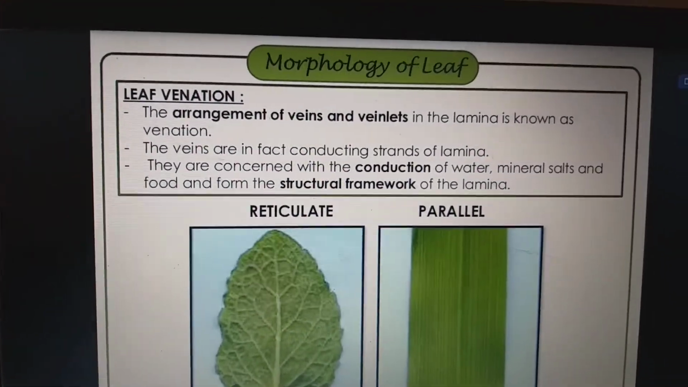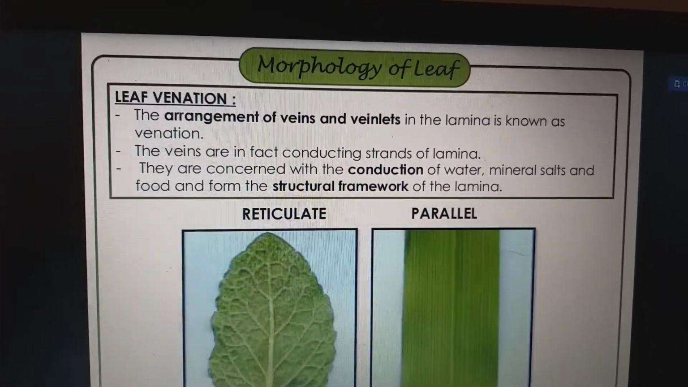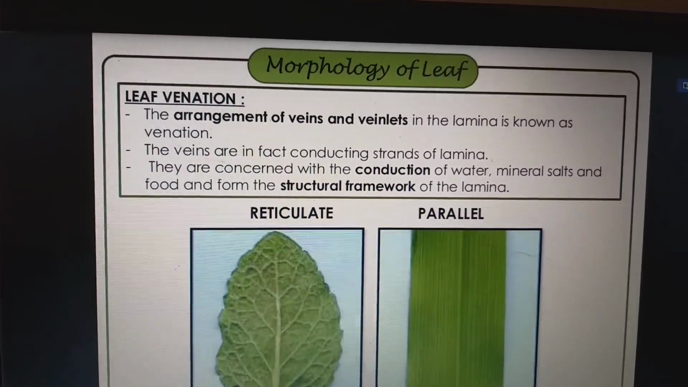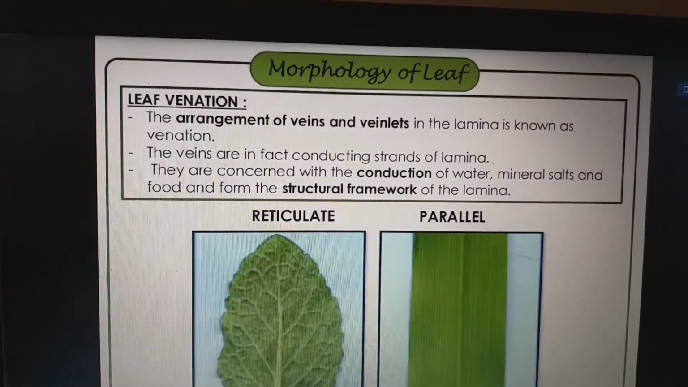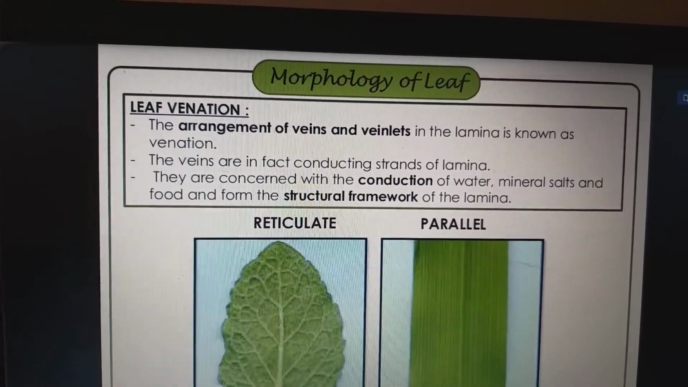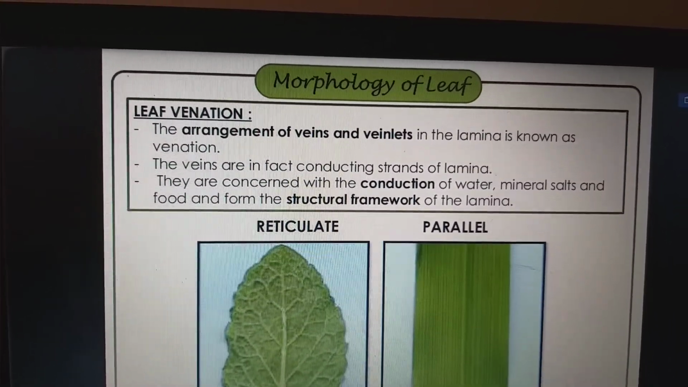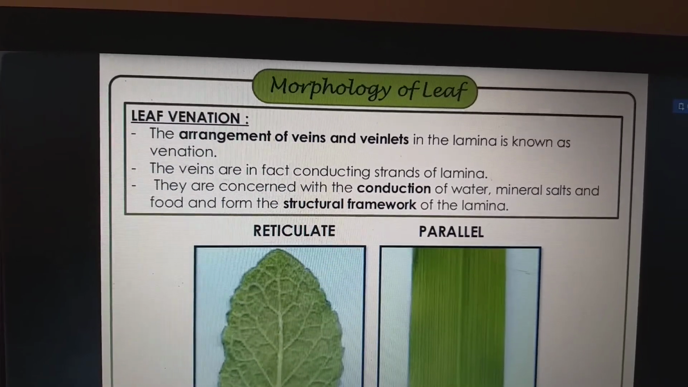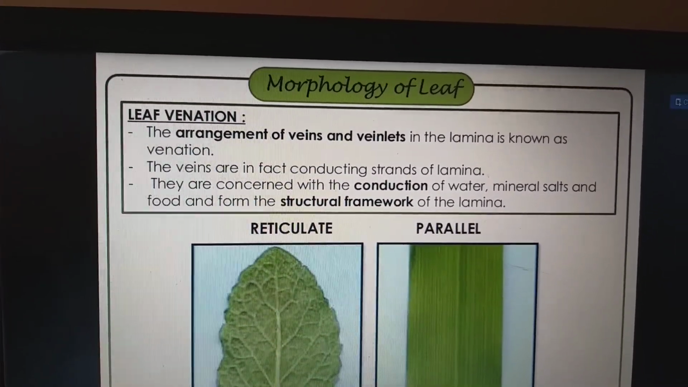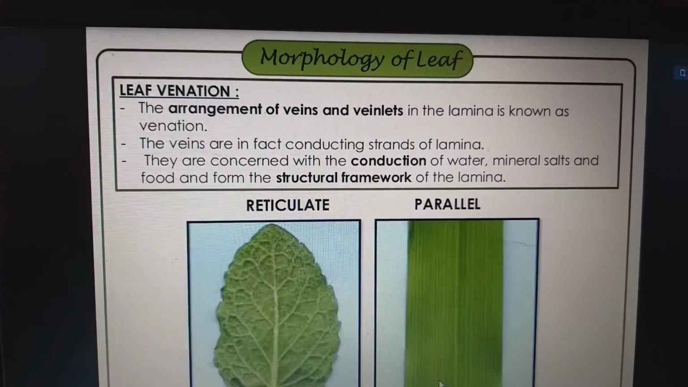Next, leaf venation. The arrangement of the veins and veinlets in the lamina we know as venation. The veins are in fact the conducting strands of the lamina. They are concerned with the conduction of water, mineral salts and food, and they form a structural framework of the lamina. And we have the types of venation.